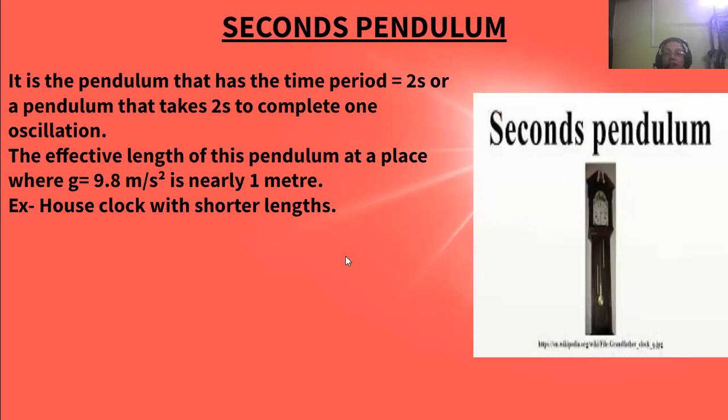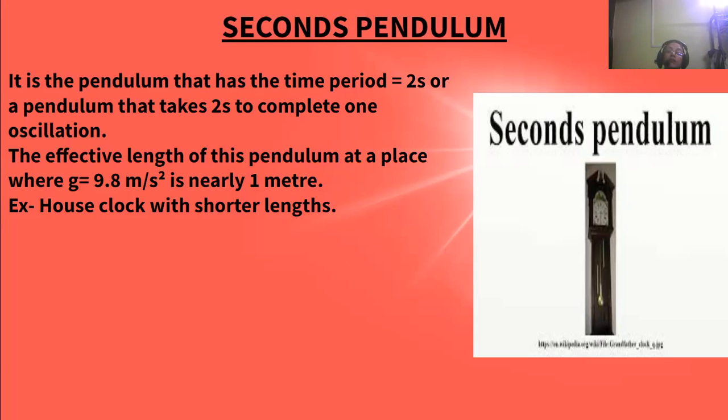Next, we come to the second pendulum. It is a pendulum whose time period is equal to 2 seconds, or a pendulum that takes 2 seconds to complete one oscillation. In the previous simple pendulum, the time period was 1 second, so it takes 1 second to complete one oscillation. Here it takes 2 seconds to complete one oscillation. That's why it's called the second pendulum.